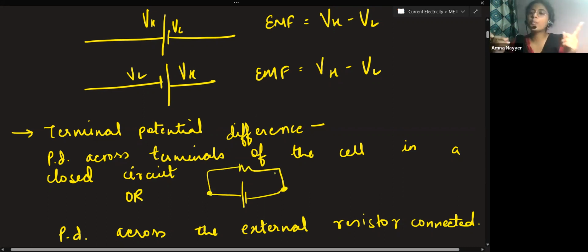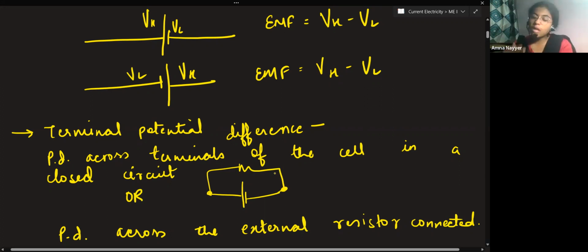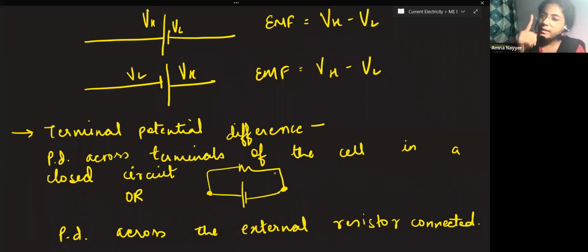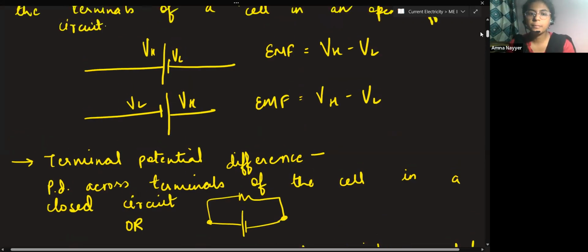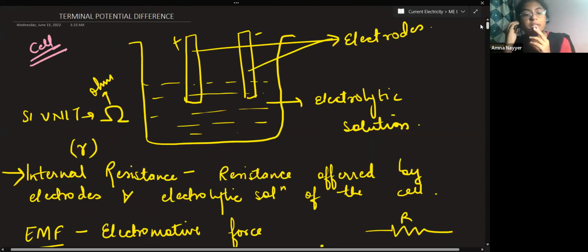So what's the potential difference at these two ends? We call it the terminal potential difference. One more point in terminal potential difference is there. Internal resistance, now we have studied right now. Sorry, one thing I just reversed.